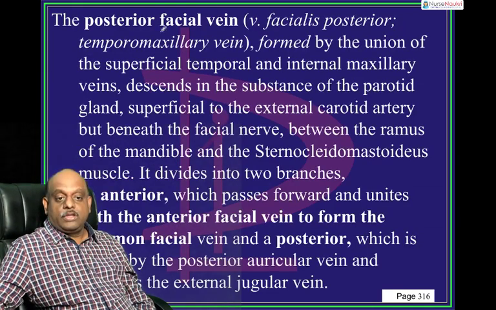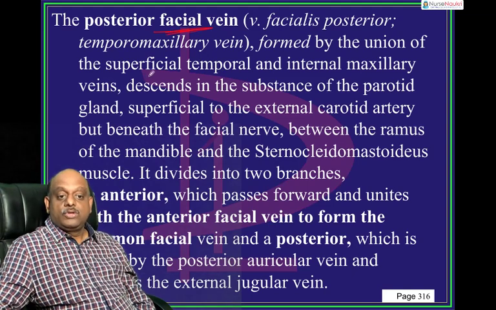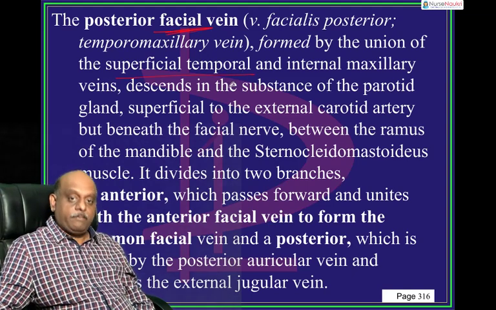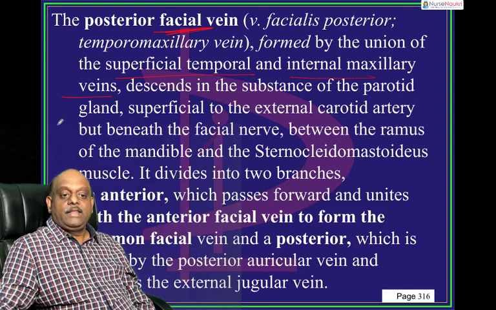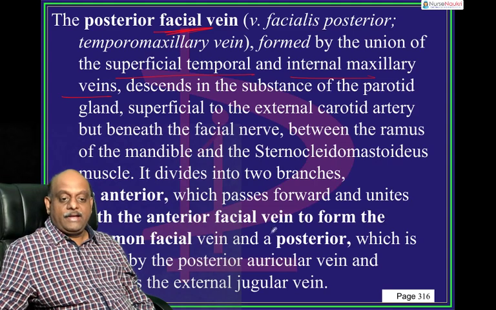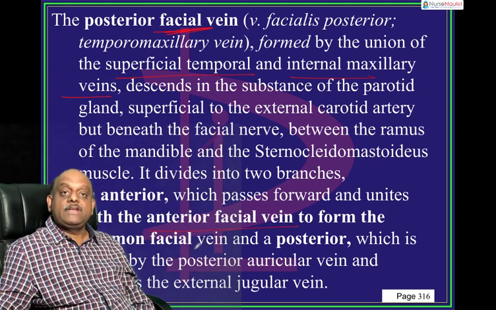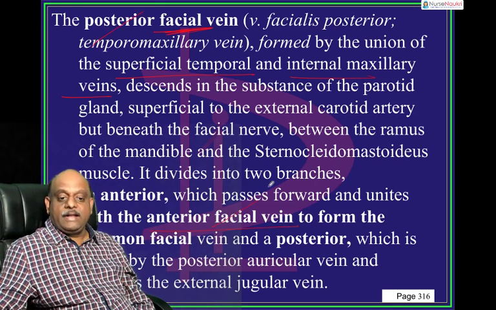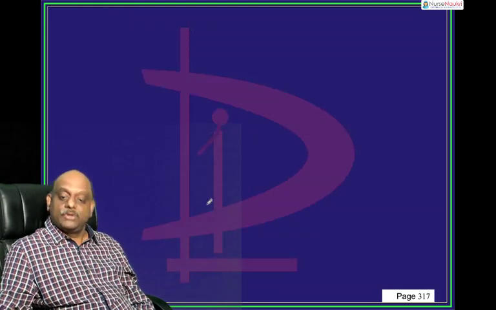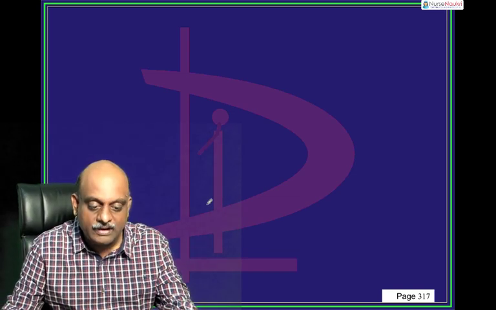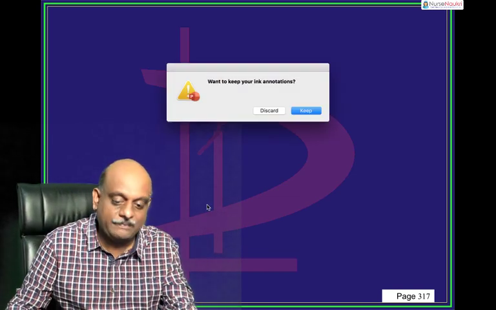So the posterior facial vein, superficial temporal vein and the internal maxillary vein, they both descend together, and it unites with the anterior facial vein. Posterior अगर anterior से मिल गए तो बनेगा common facial vein. That's all. So that is the story of the facial veins, doctor.